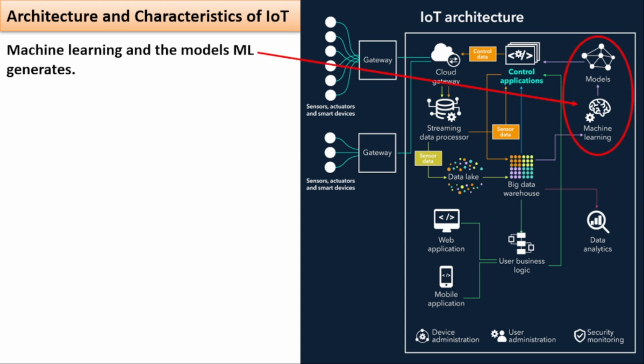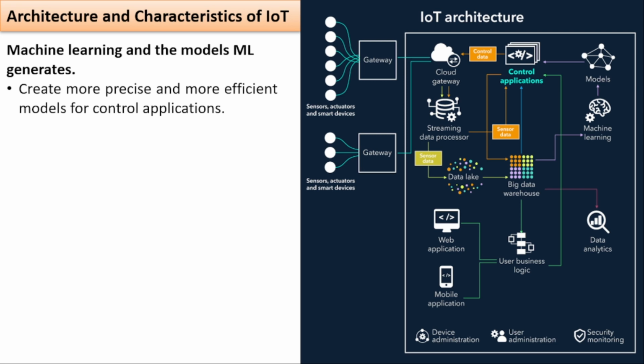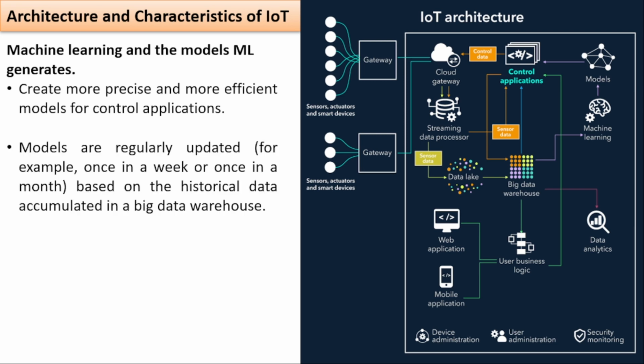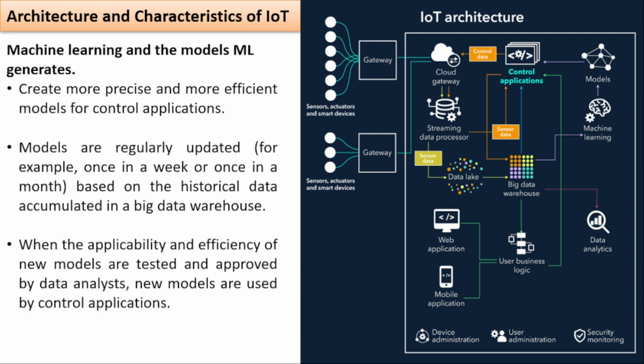Machine learning, along with the models it generates, aims to produce more accurate and efficient models specifically for control applications. These models undergo regular updates, typically occurring at intervals such as weekly or monthly, drawing insights from historical data stored in a big data warehouse. Once data analysts verify and confirm the effectiveness and applicability of new models, control applications implement these approved models for use.